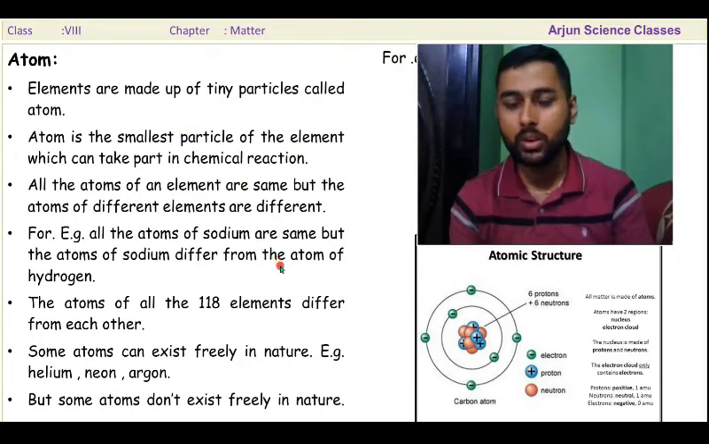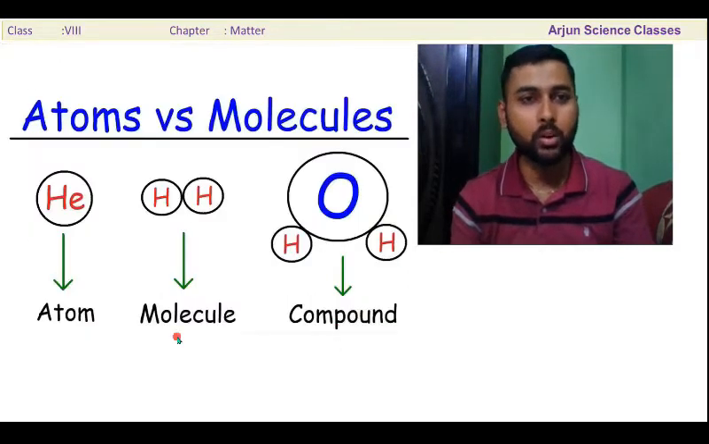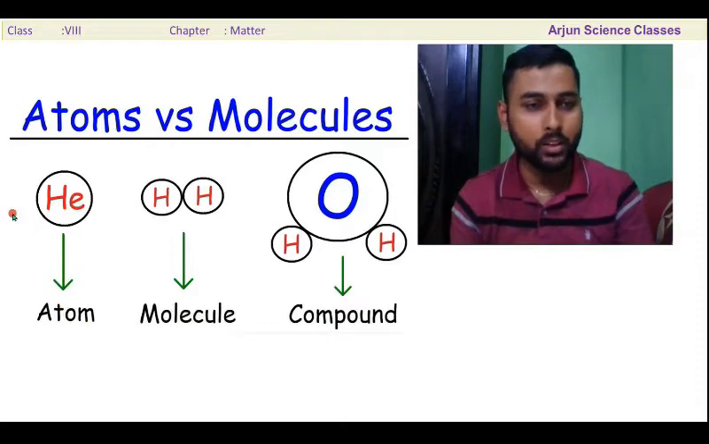Up to this we have discussed in the previous class, and now I'm going to discuss atom versus molecules. Here you can see the atom of helium and a molecule of hydrogen. H represents the symbol of hydrogen, He represents the symbol of helium, and O represents the symbol of oxygen.